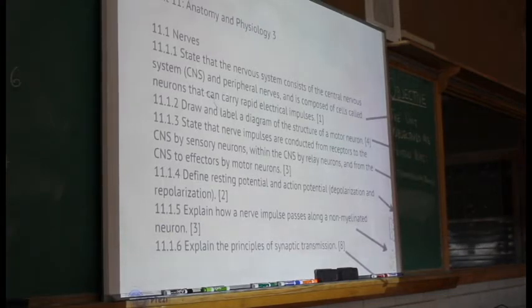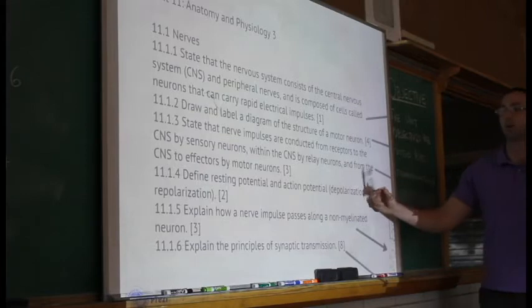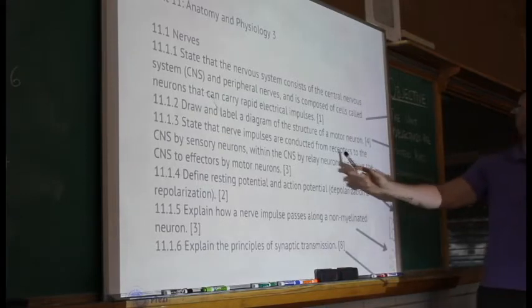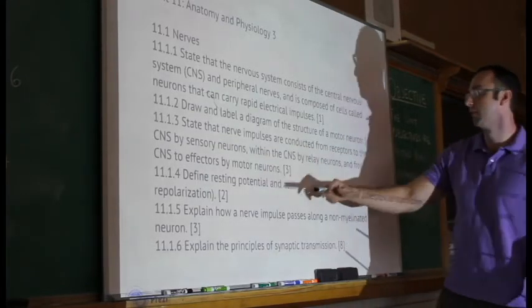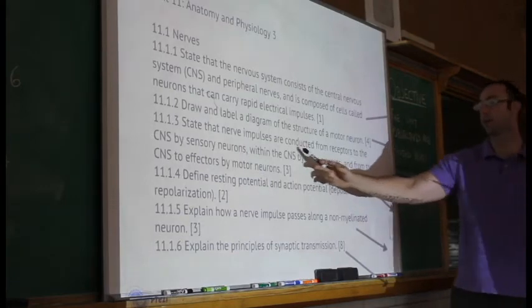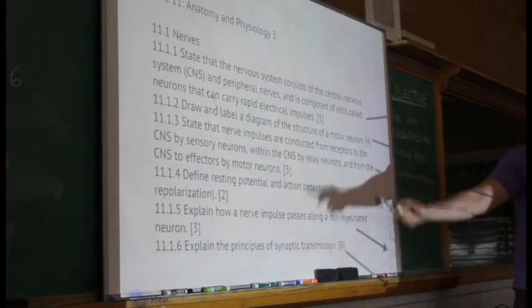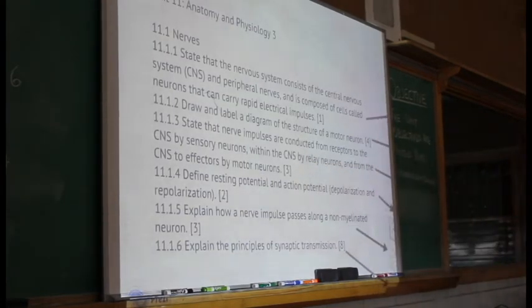So let's take a look at item number 3. We understand that we get receptors that have sensory neurons, then goes to relay neurons in the central nervous system, and then to effector via motor neurons. Yes? Questions about that?